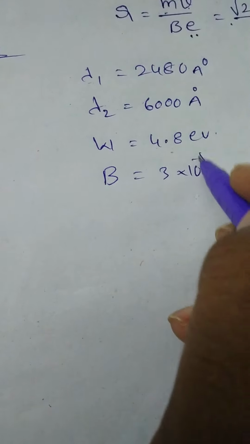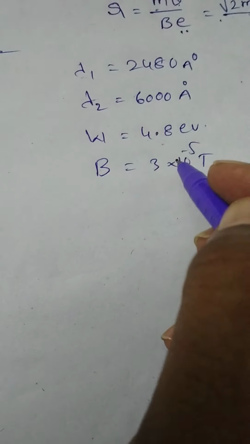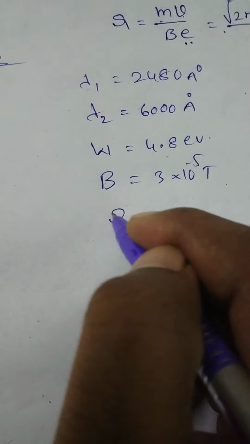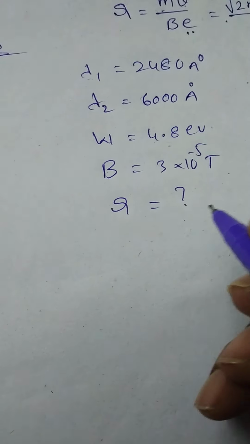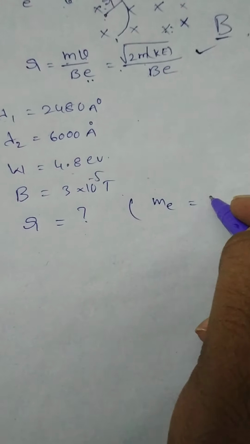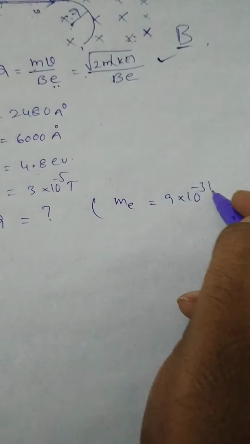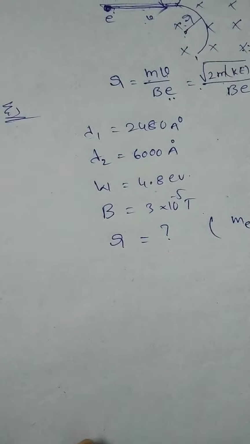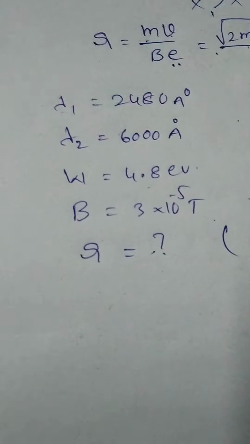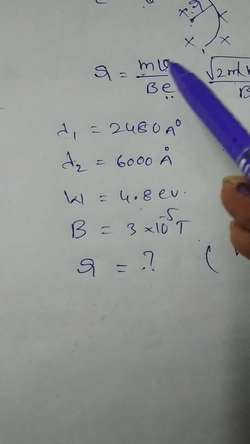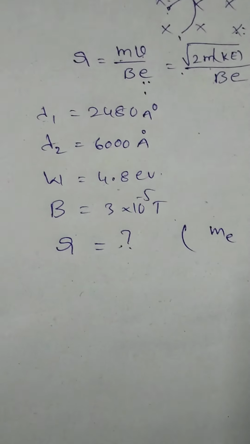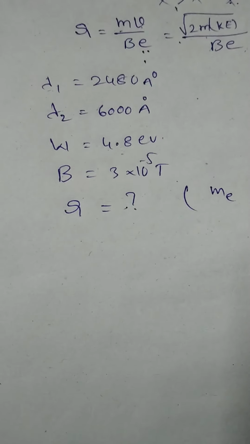If a uniform magnetic field of 3 into 10 to the power minus 5 Tesla exists parallel to the plate, find the radius of the circular path described by the photoelectrons, given mass of the electron is equal to 9 into 10 to the power minus 31 kilograms. This is the given data. Find out the radius of the circular path. What is the formula for radius of circular path? R is equal to mv by BE, or root of 2m into KE by BE.